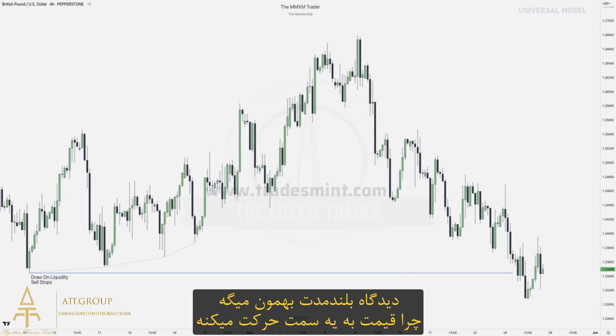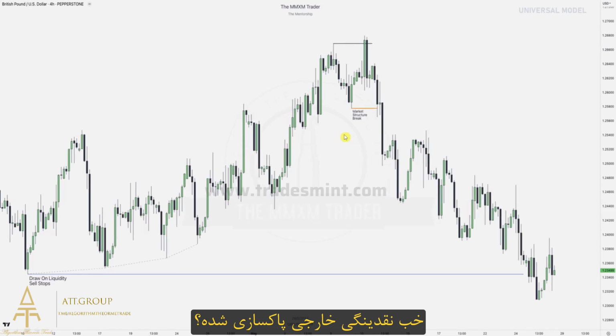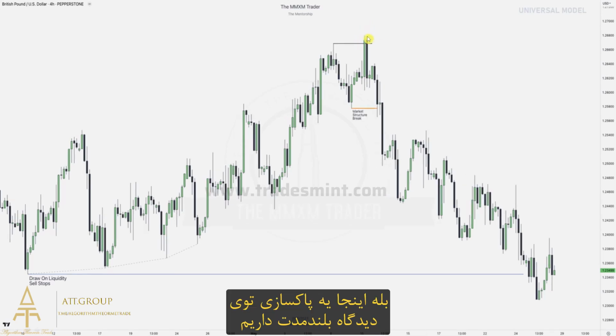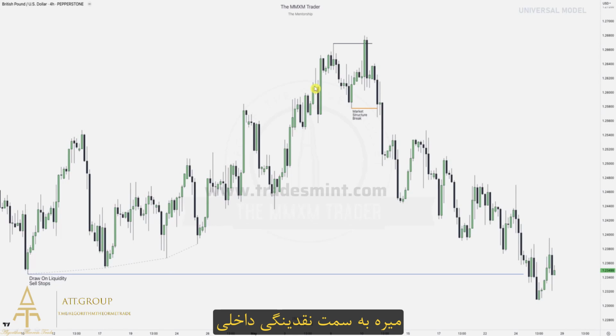Long-term perspective. So we've got all these failure swings down here, so we have a clear draw on liquidity, right? Do we have an external range liquidity purge? Yes, we do, right? We've got this purge over here on our long-term perspective. So now what do we want to do after we go external? We want to go internal, right?